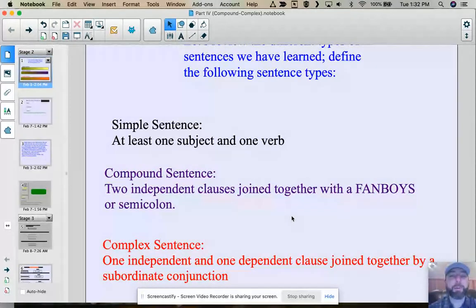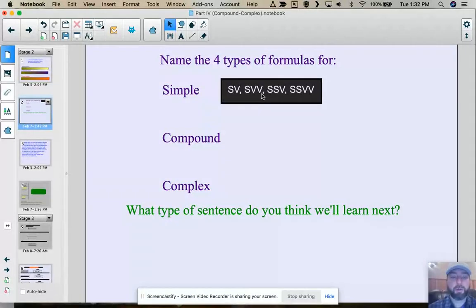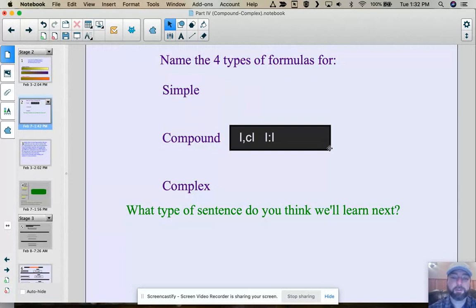So one independent clause can stand on its own, and one dependent clause cannot stand on its own. Both have a subject and verb, or more than one subject verb, but the dependent clause cannot stand on its own. All right, so let's name the four types of formulas so far. As I mentioned, simple: subject verb, subject verb verb, subject subject verb, and subject subject verb verb. So SV, SSV, SVV, SSVV.